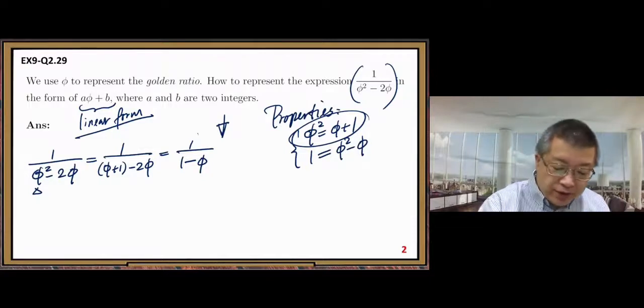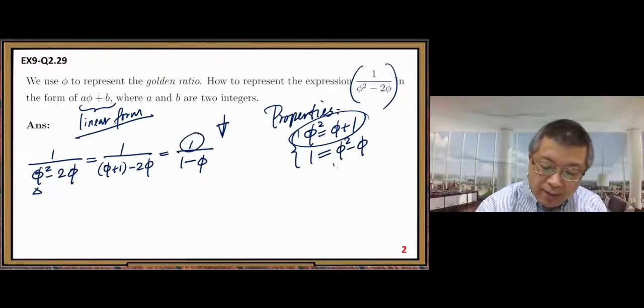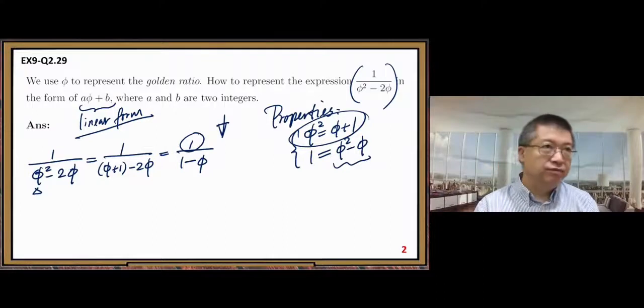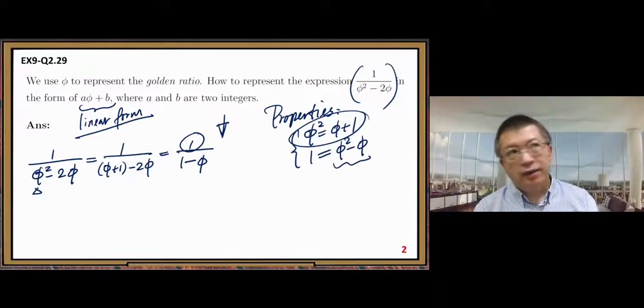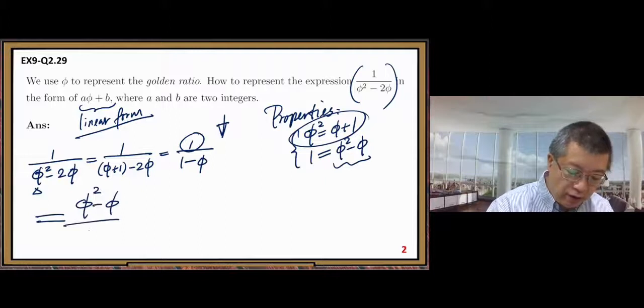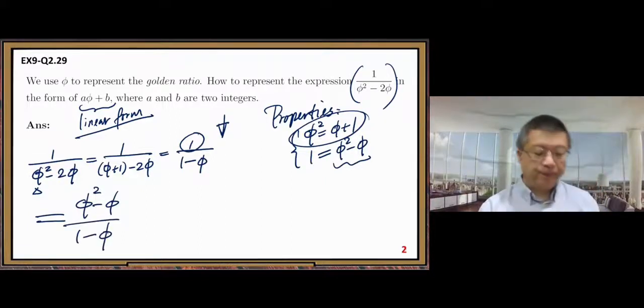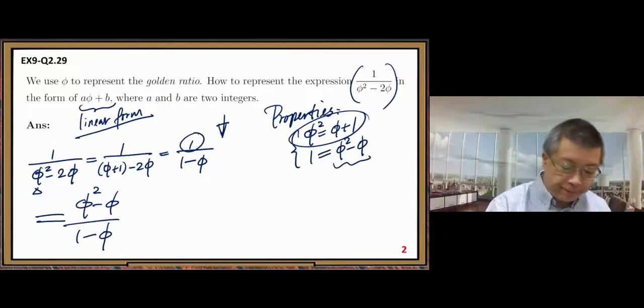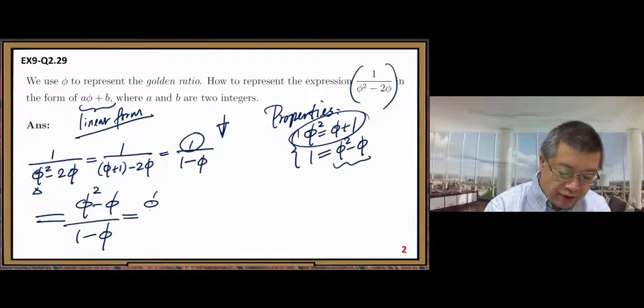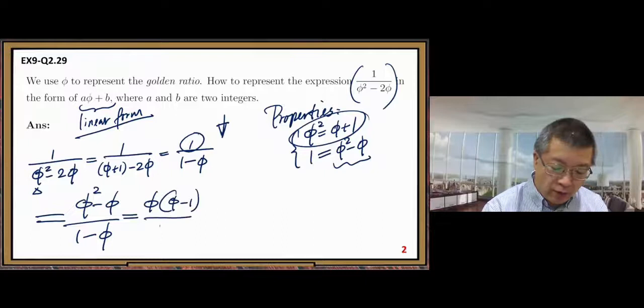One way we can do: can we replace that 1 by phi squared minus phi? Can we replace that? Yes. Why not? Now we can try it. When we replace it, we get phi squared minus phi over 1 minus phi, bam! Can we factor the common factor phi out of the numerator? Then we have phi times phi minus 1 over 1 minus phi.